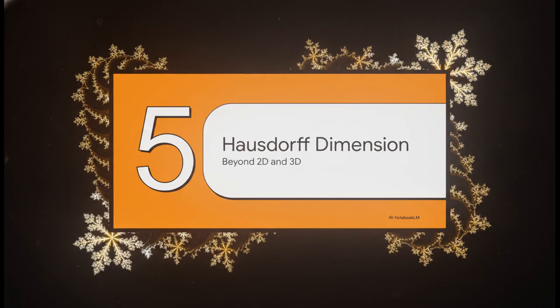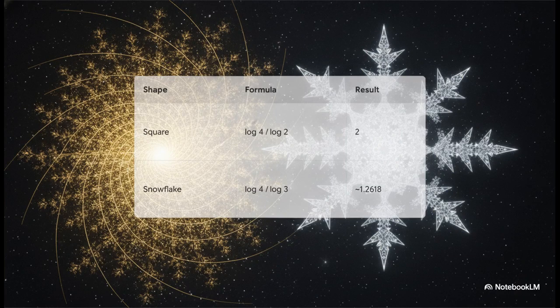Which leads us right into section 5, the Hausdorff dimension. To actually measure this infinite fuzziness, we have to completely rethink how we define dimensions altogether. We are stepping way out of our familiar 1D, 2D, and 3D worlds here. Scientists and mathematicians use logarithms of size and number increases to calculate a shape's dimension.